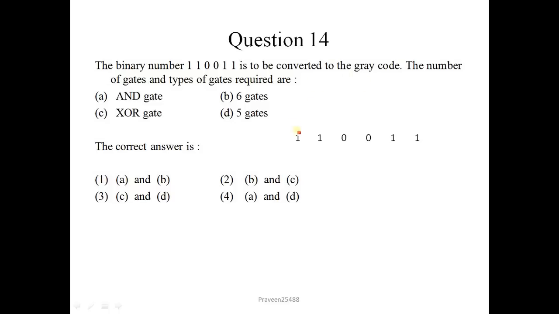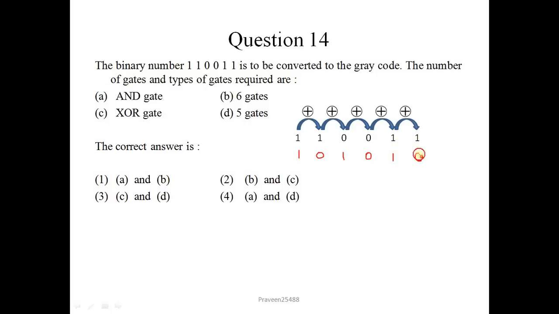So to convert from binary to gray, we take the XOR of the first number with the second number. The first number we write as it is, and then we take the XOR of 1 with 1, so it would be 0. Next, XOR of 1 with 0, so it would be again 1. XOR of 0 0, it would be 0. XOR of 0 1, it would be 1. And XOR of 1 1, it would be again 0.